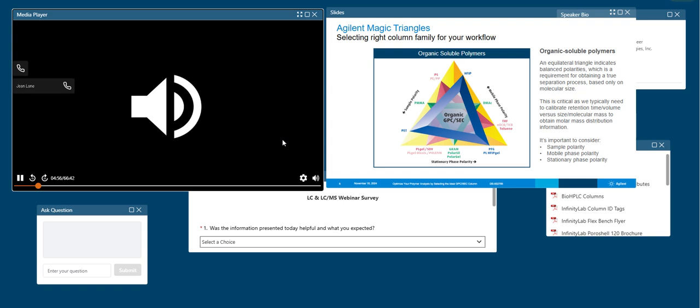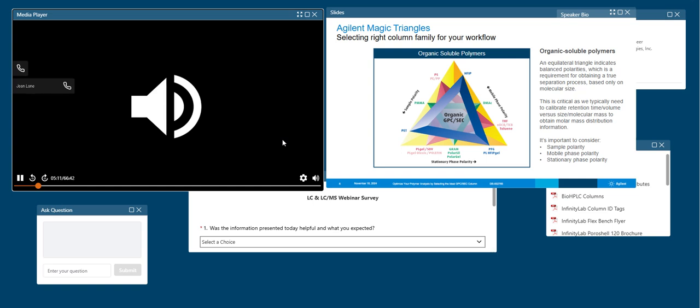Agilent has two excellent tools to use when someone's looking to see what column family might be considered for their samples. This is called the magic triangle. We have one for organic soluble polymers and one for aqueous. Here's the example for the organic soluble polymers.